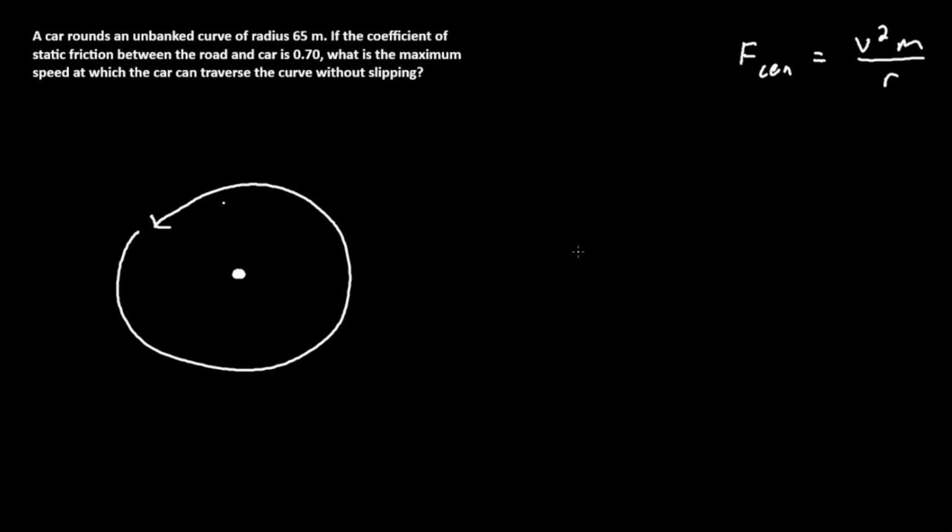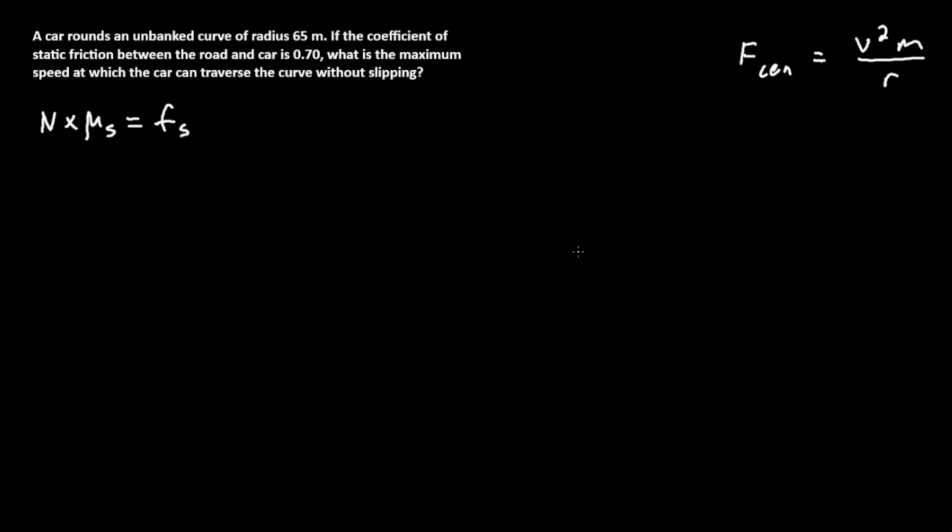But here's the thing. Static friction has a limit to how much force it can create. And that limit is dictated by the normal force times the static friction coefficient. And that's the maximum amount of static friction that you can produce. But why is that important? Well, since static friction is centripetal force in this case, that means the maximum centripetal force you can produce is your static friction force.